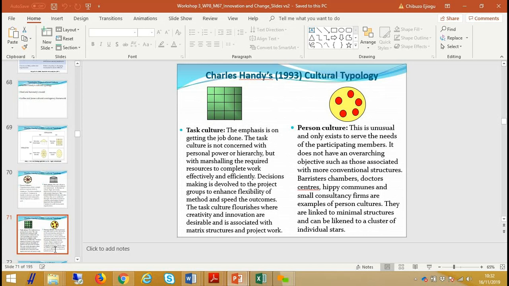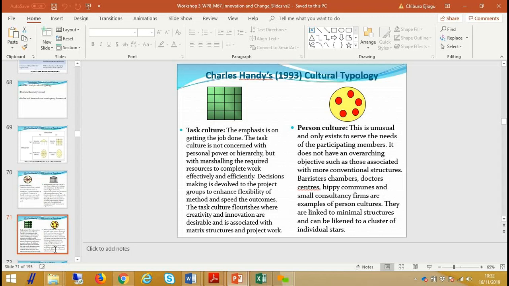And it sometimes matches with a matrix structure. So when we talk about organizational structure, the idea of a matrix structure is somebody reporting to more than one manager. You have your line manager, but you also have your project manager for the project you've been assigned to. Then another common type of organizational culture is the person culture.